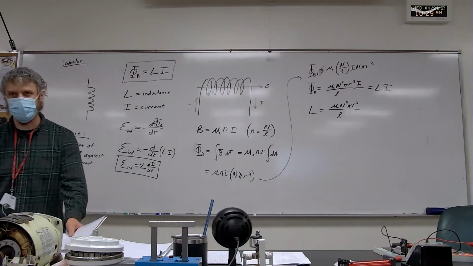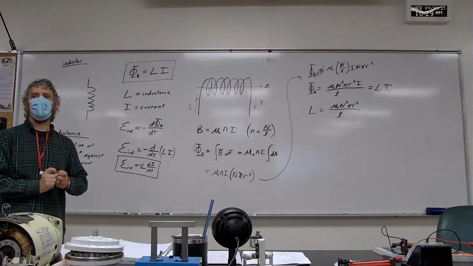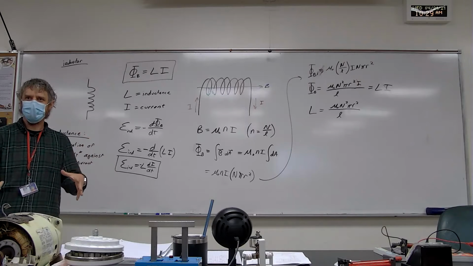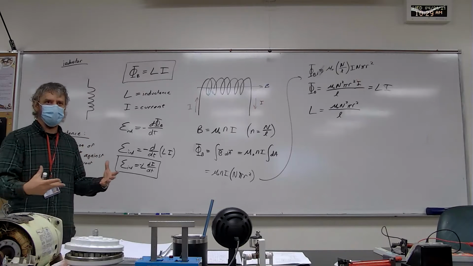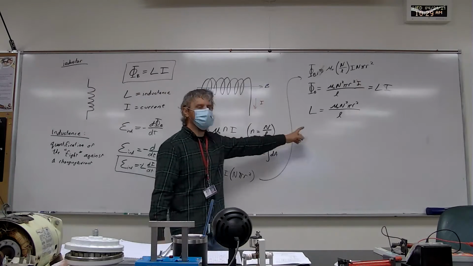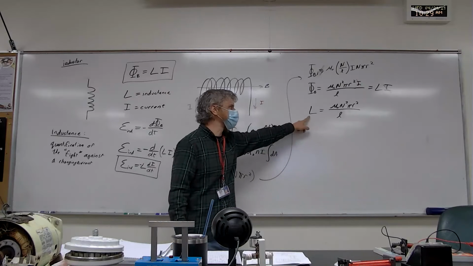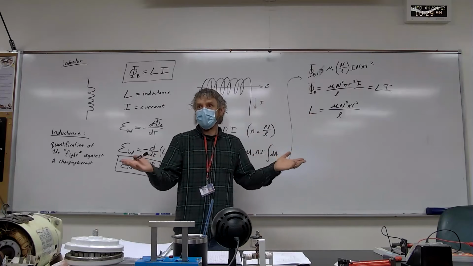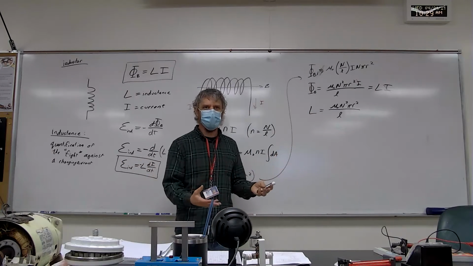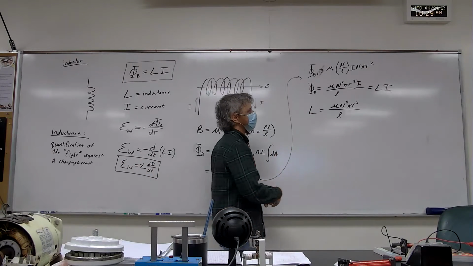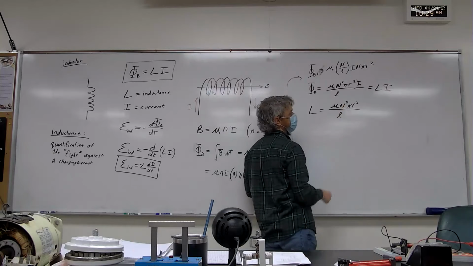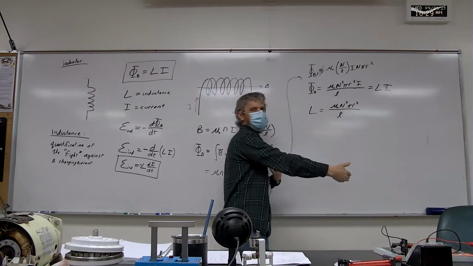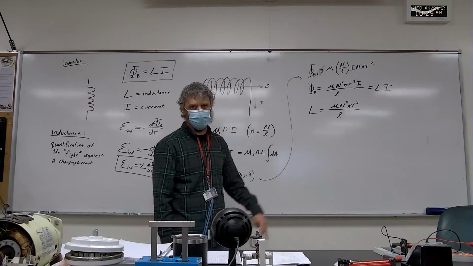Like capacitors, whose capacitance is due solely to the geometry, the construction of the capacitor, inductors are the same thing. The inductance of an inductor is due solely to the geometry of the inductor itself. It's due to the total number of loops in the inductor, the radius of those loops, and the length of the inductor. Everything else constant.